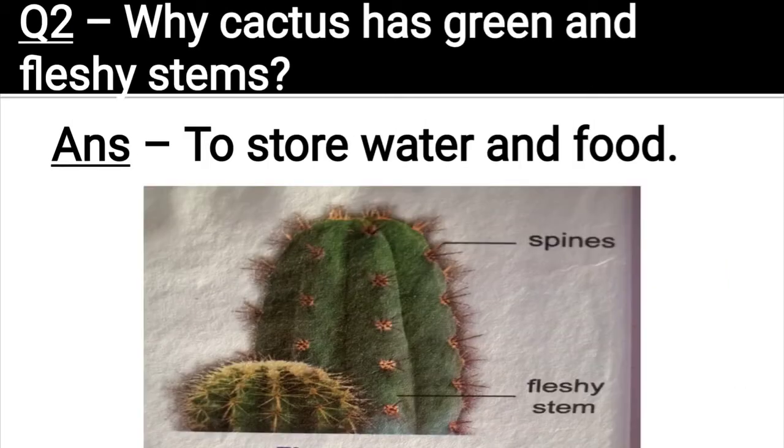Second question is, why cactus has green and fleshy stems? So the answer is to store water and food. As cactus are found in desert areas, and deserts are generally very hot and very dry areas. The water availability is very low, so that's why the stem of the cactus plants becomes fleshy and thick so that they can store more water and food for the plant.